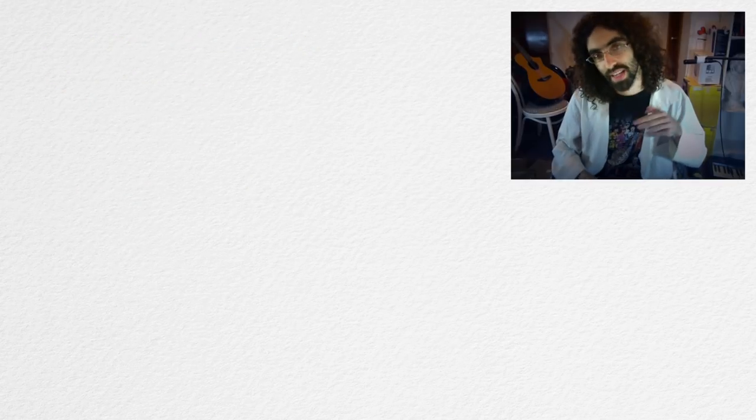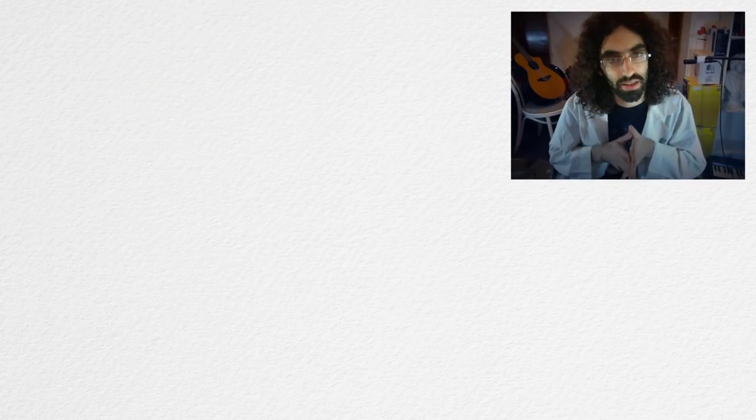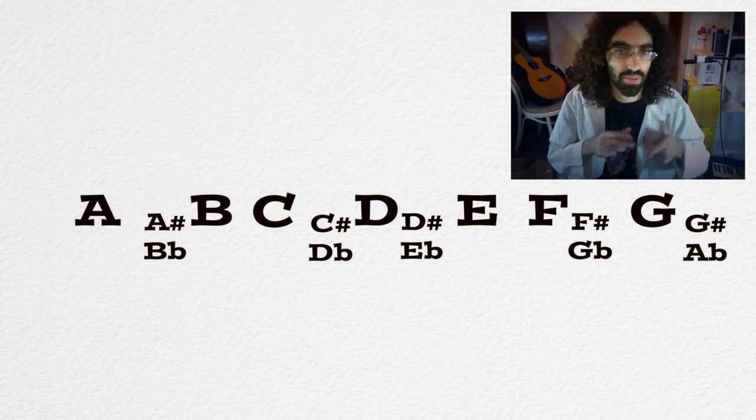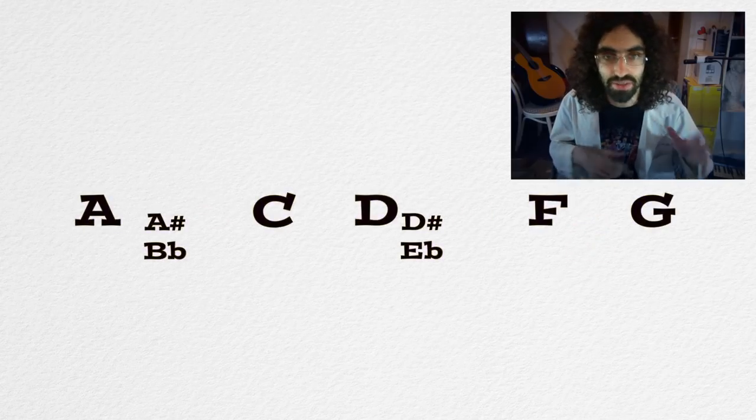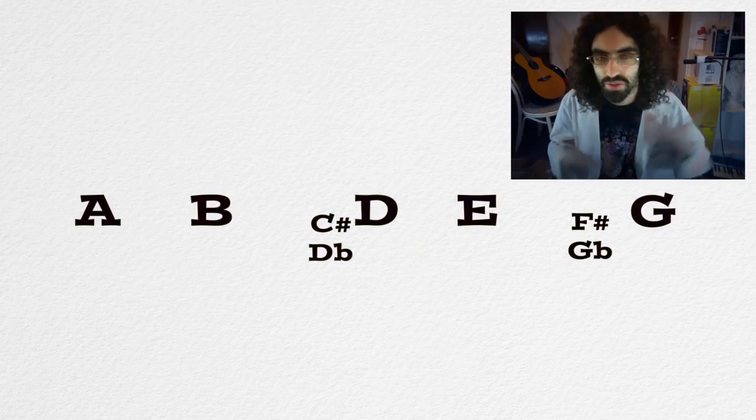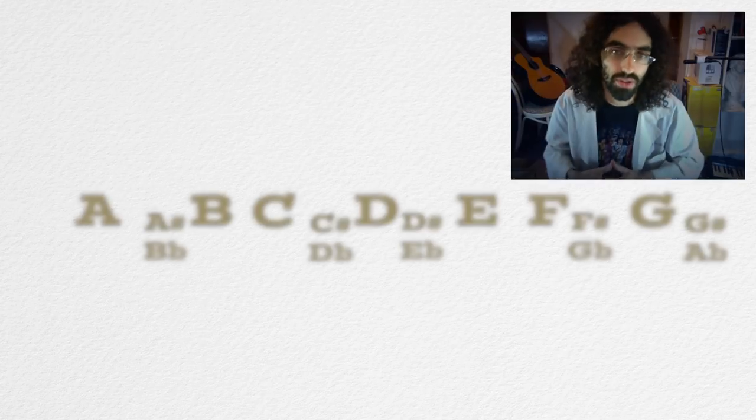Now that we've gone over naming notes, let's get into scales. So in traditional Western music theory, we use the 12 notes that we went over in the previous lesson. Here they are again. When you play these notes in different combinations, you get different flavors and moods and textures and sounds. And most music doesn't use all 12 notes at once.